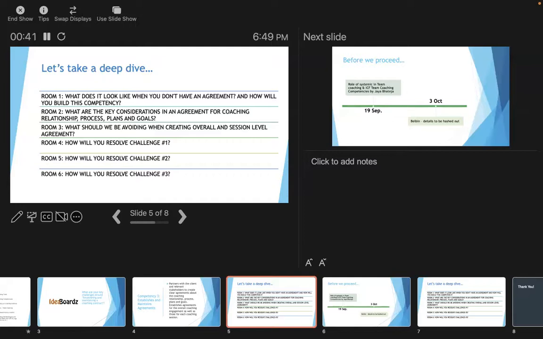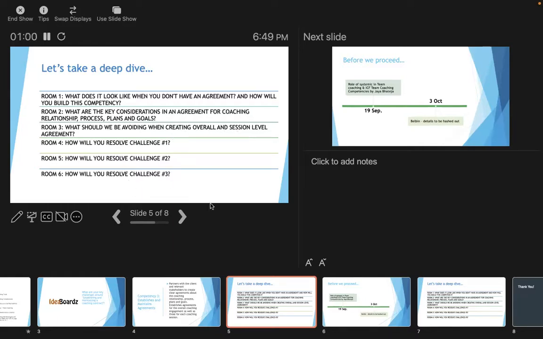Room 2 is going to be talking about what are the key considerations when entering into an agreement for coaching: relationships, process, plans, and goals. What are the things that people need to keep in mind? Room 3 is going to answer what we should be avoiding when creating an overall and session level agreement.